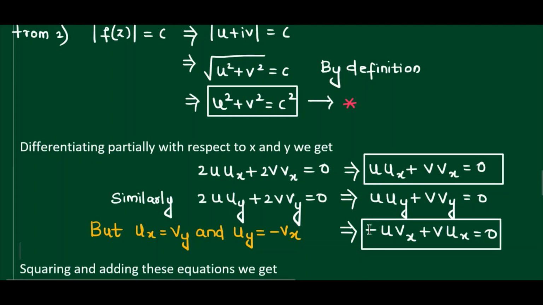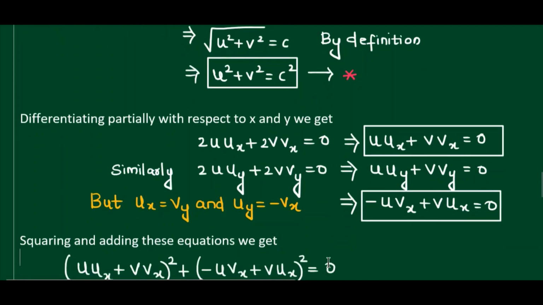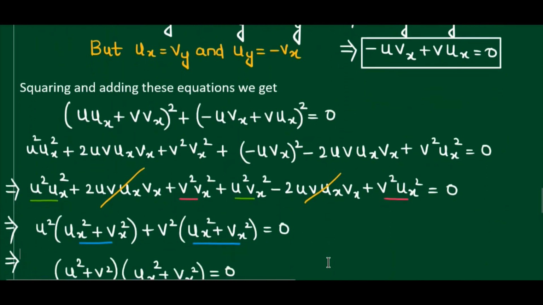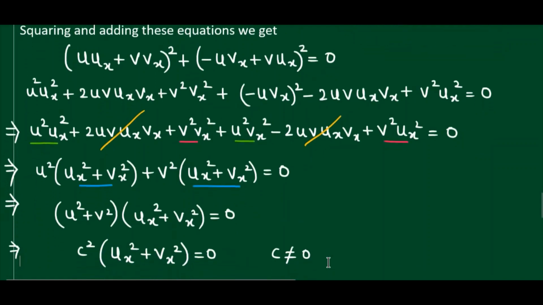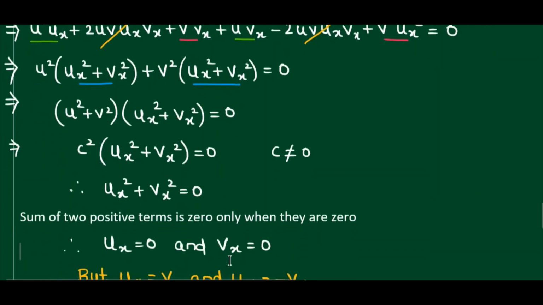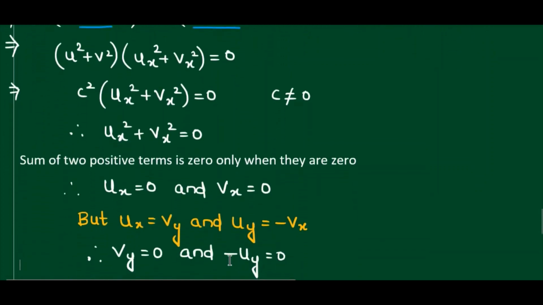Squaring and adding these two boxes and then simplifying further, cancelling the terms, grouping the terms, you get this particular equation. And here u square plus v square is nothing but c square, and you know c is not equal to 0, therefore ux square plus vx square will be 0.